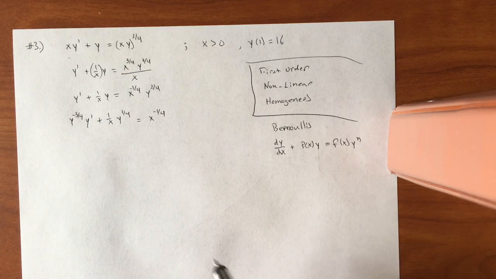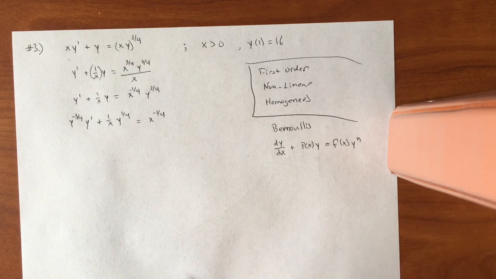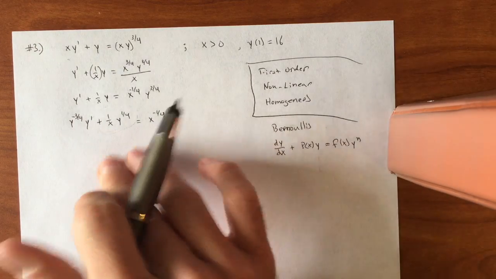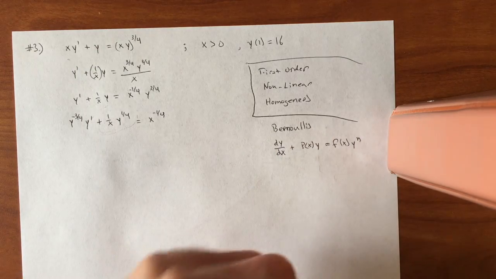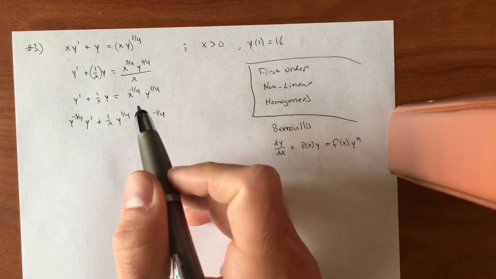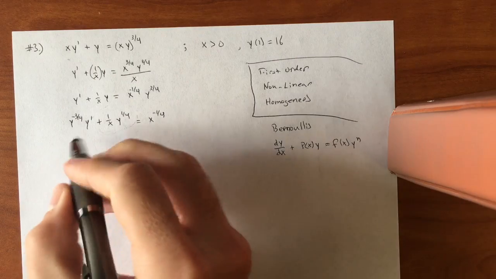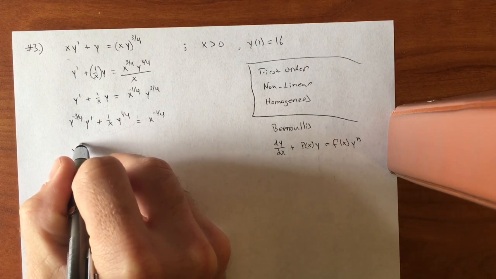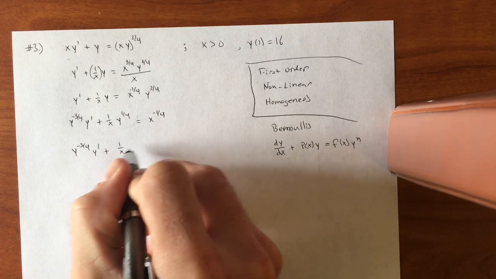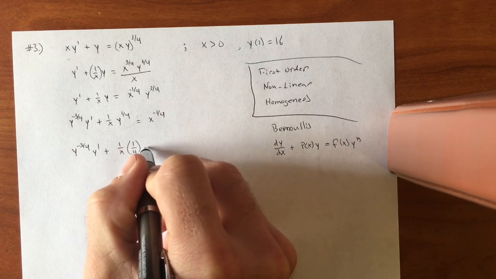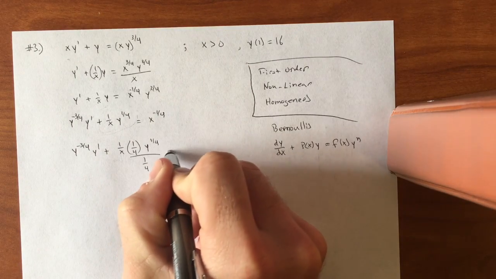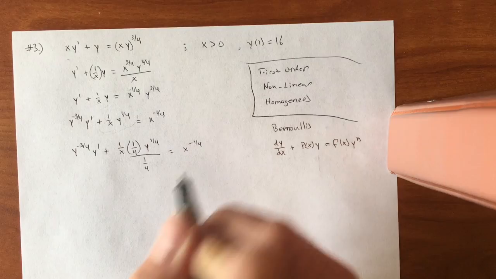Alright, and now the next step in Bernoulli's method is we want to look at this term and see if we can do some sort of substitution, maybe manipulate this differential equation to resemble some substitution. By doing that, we're going to multiply this term by 1, in the form of 1/4 over 1/4. So we get y to the negative 3/4 y prime plus 1 over x, and then here we multiply by 1/4 y to the 1/4 over 1/4, equals x to the negative 1/4 power.